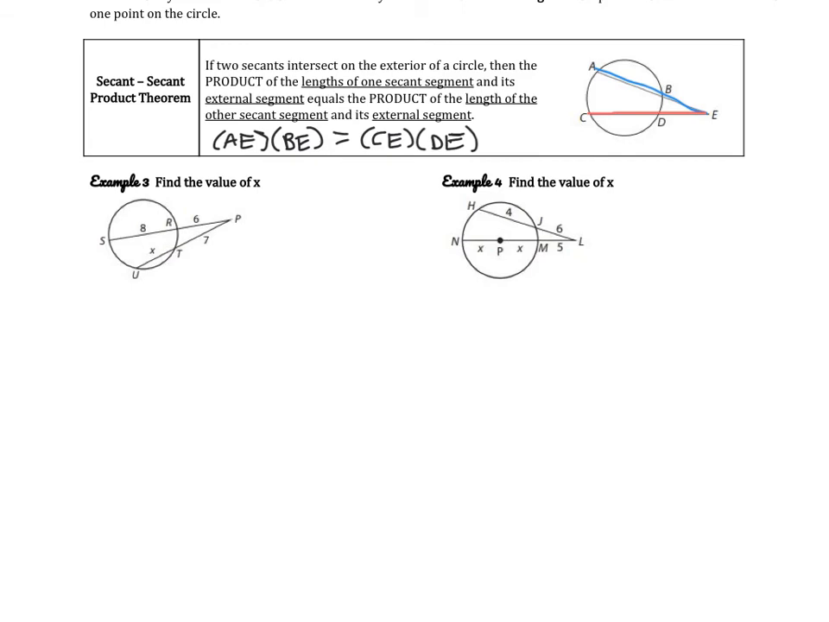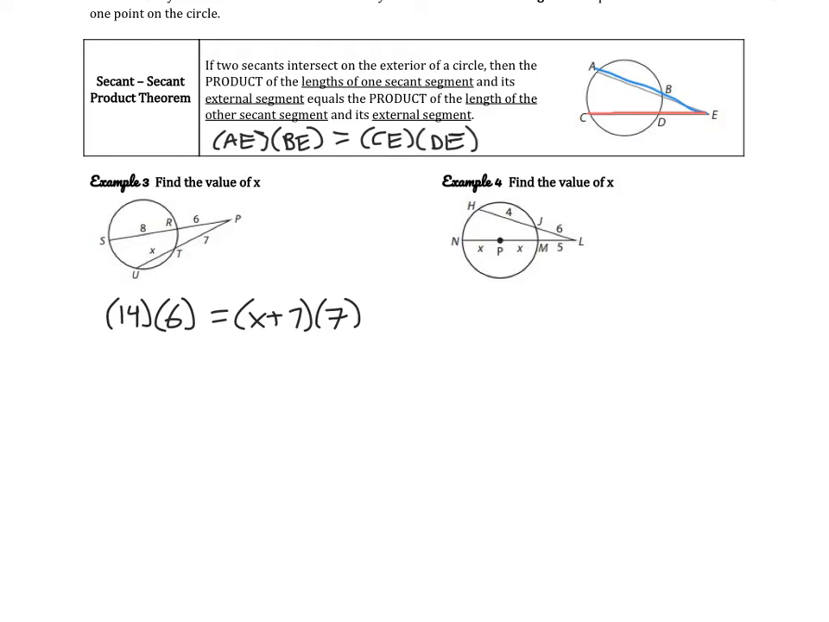Okay, so let's see if we can use that to help us find x in this example 3. Here we can see that we have two secants. So remember, we're going to do total times outside equals total times outside. Here the total would be 8 plus 6, which is 14, times the external segment, which is 6. Now for this other one, you have to be careful because our total is actually the sum of the two parts. So our total here is x plus 7 times the outer portion, which is 7.